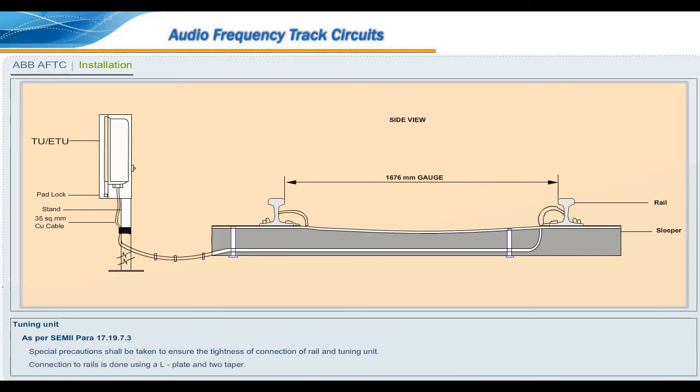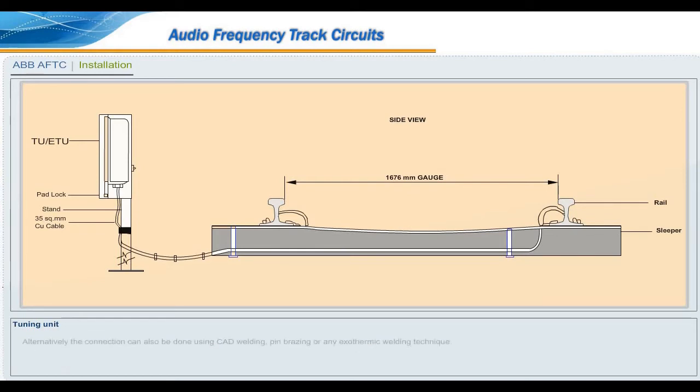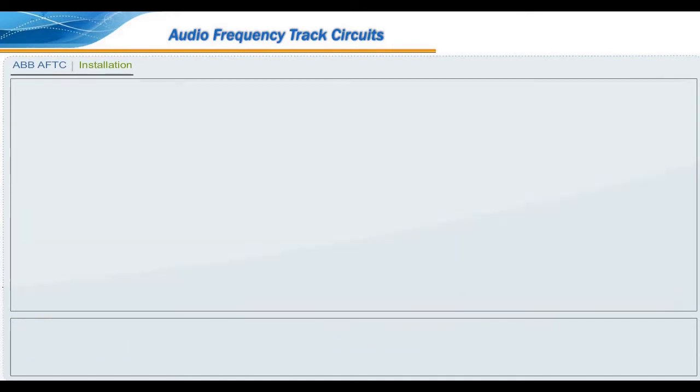Connection to rails is done using an L plate and 2 paper. Alternatively, the connection can also be done using cad welding, pin brazing or any exothermic welding technique. Earth connection in the tuning unit shall be done as per the OEM manual.